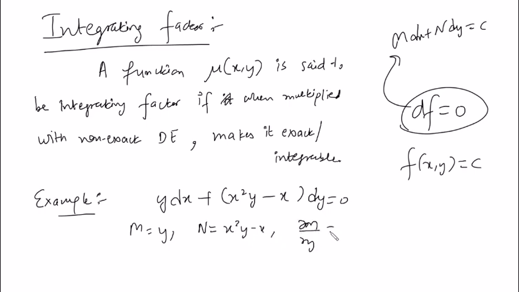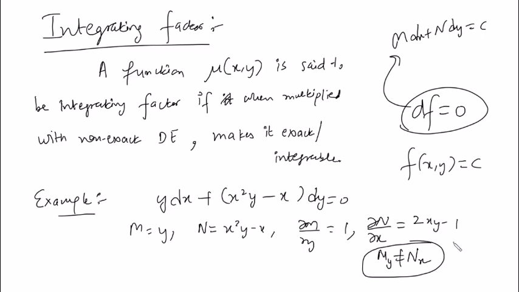So ∂M/∂y is 1 and ∂N/∂x is 2xy minus 1. But they are not equal, right? They are not equal to each other. M_y is not equal to N_x. We also use a notation of subscript for the partial derivatives. So this is happening. Therefore, the given differential equation is not exact. Now we'll multiply it with a certain factor which will make it exact.